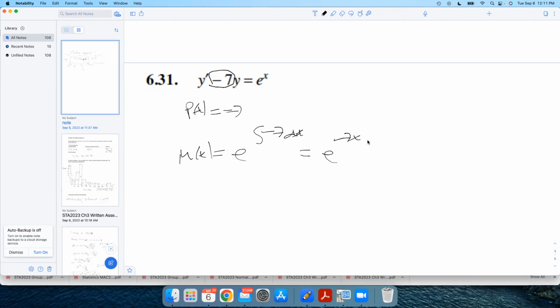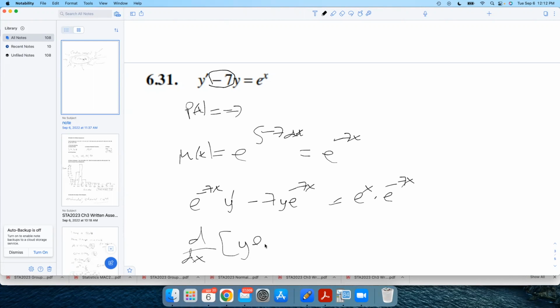Now, technically, there's a plus c here, but we're going to ignore that. For the integrating factor, never throw your plus c in. The plus c comes when we integrate the DE. Okay, we multiply everything by that. So e to the -7x, y prime minus 7y, e to the -7x equals e to the x times e to the -7x. Then the left-hand side, as long as I've done everything correctly, should be the product rule derivative of y times the integrating factor.